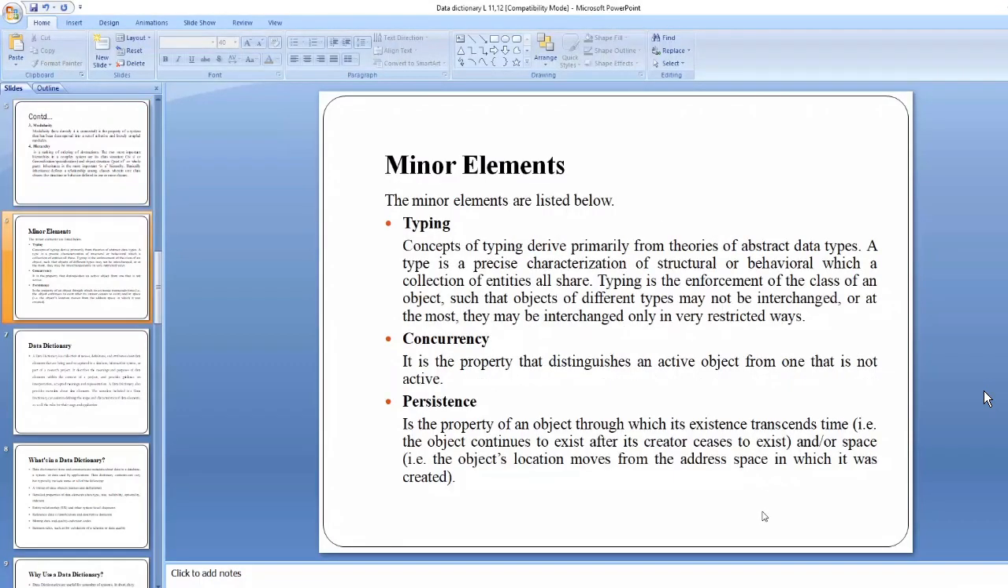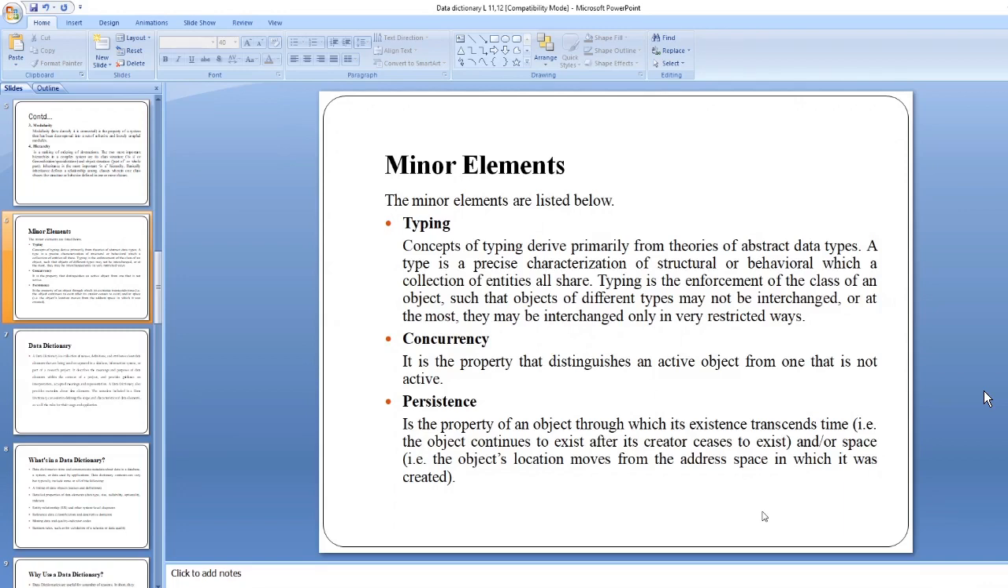Now let's talk about the minor elements of the data model. The minor elements are typing, concurrency, and persistence. Typing is a concept derived primarily from theories of abstract data types. A type is a precise characterization of structural or behavioral properties which a collection of entities all share.